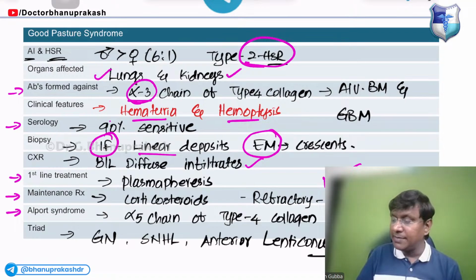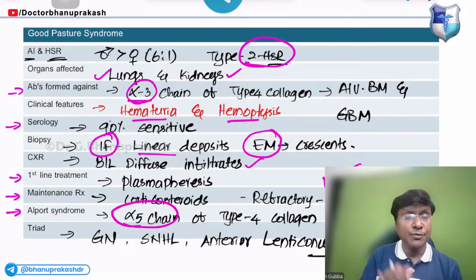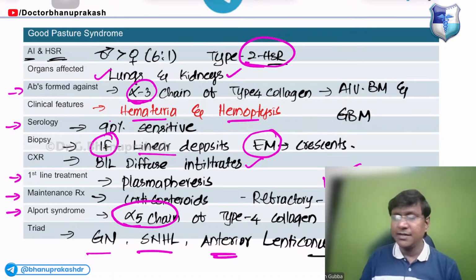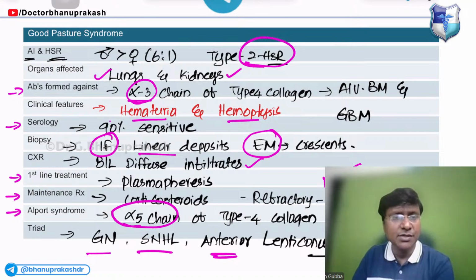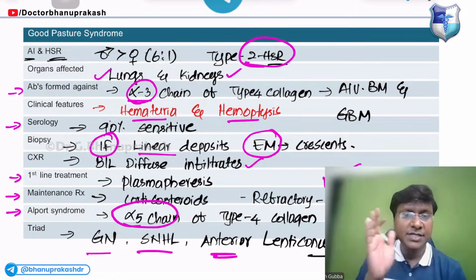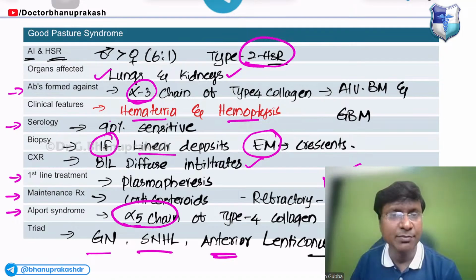In Alport, the abnormality is against the alpha-5 chain of type 4 collagen, and it is characterized by a triad. What is the triad? Glomerulonephritis, sensorineural hearing loss, and then anterior lenticonus. This is the triad in patients with Alport syndrome. So this is the problem in patients with Goodpasture syndrome: a multi-system disease, with hematuria as well as hemoptysis.